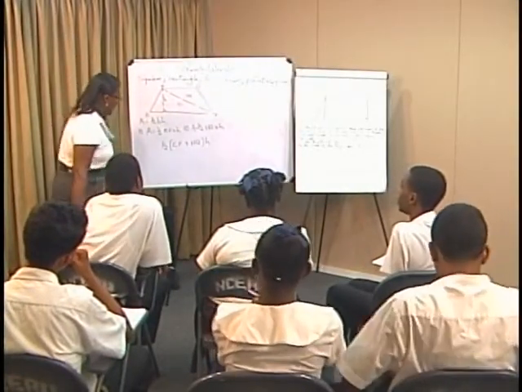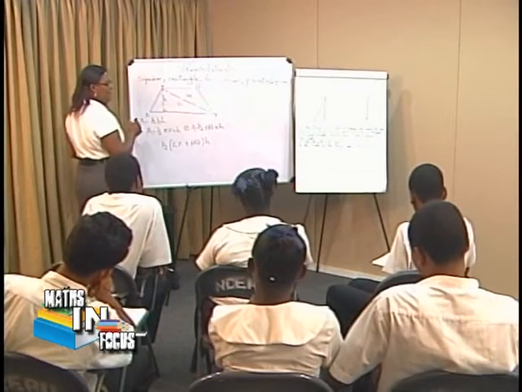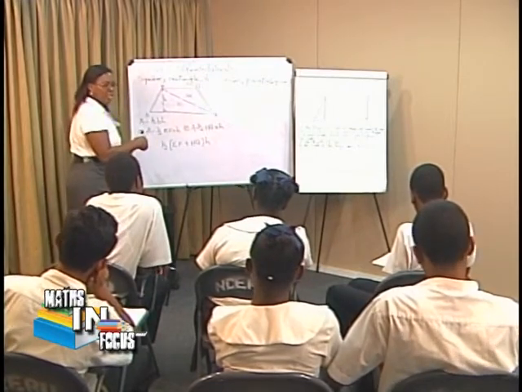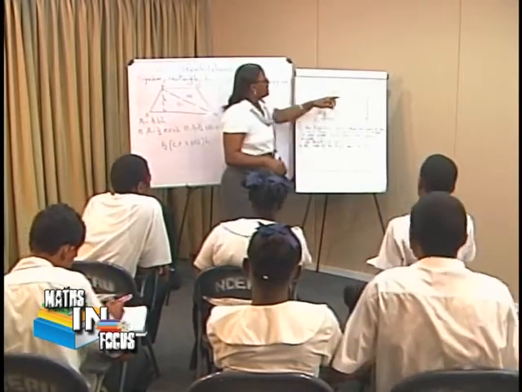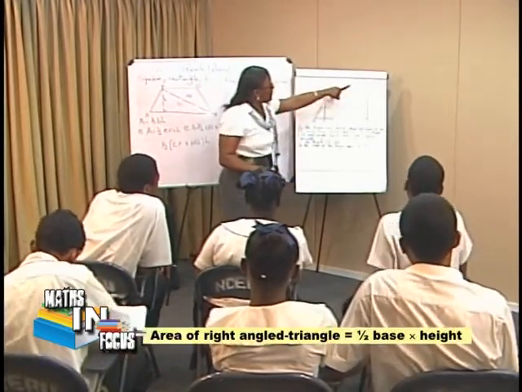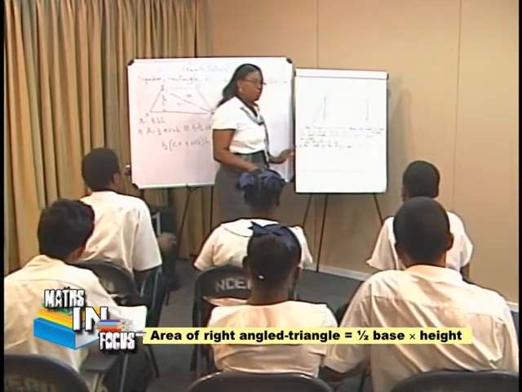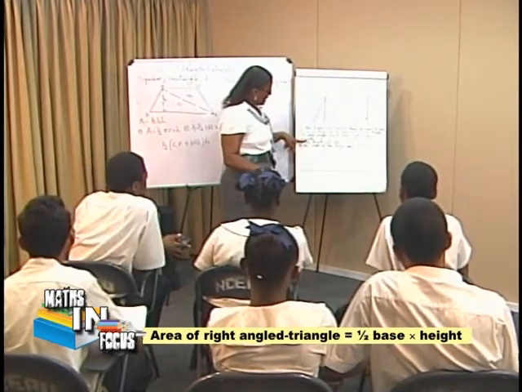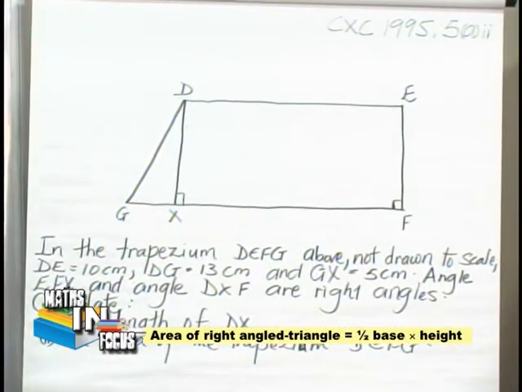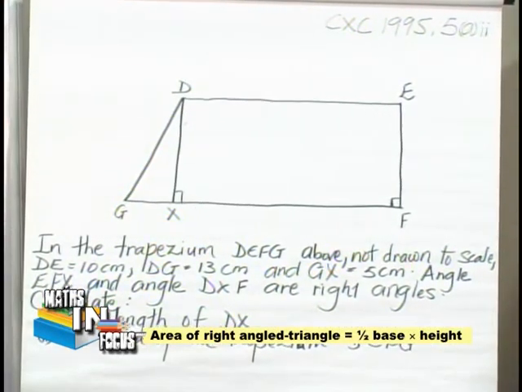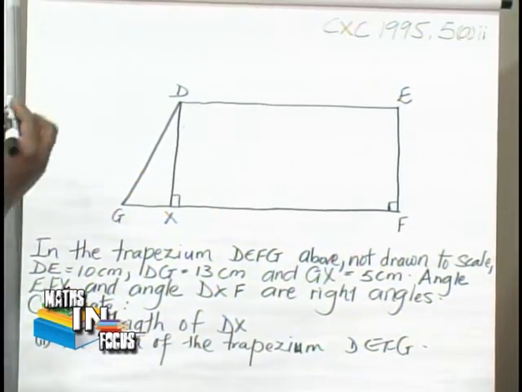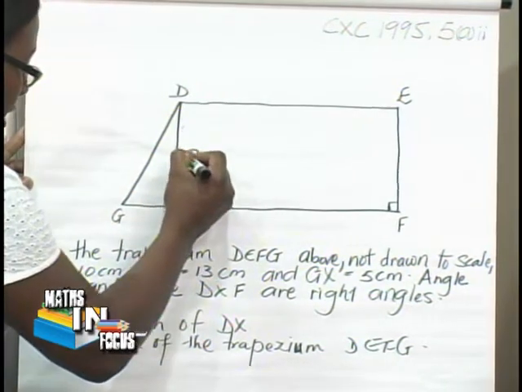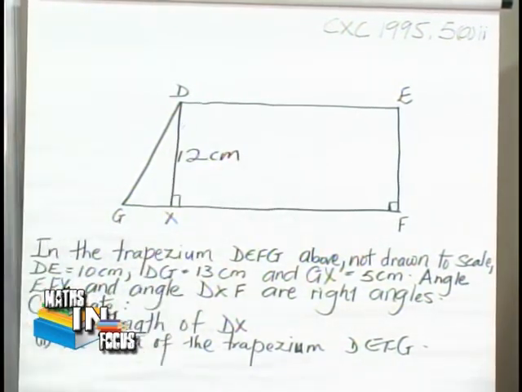Capiche? Good. Now let's put our knowledge to work. Let us look at this question across here. This was CXC 1995, question 5A, and we're interested in part 2. Part 1, they want the length of DX. Using Pythagoras' theorem, we find the length of DX, which is actually 12 centimeters. Good? Now let us go.